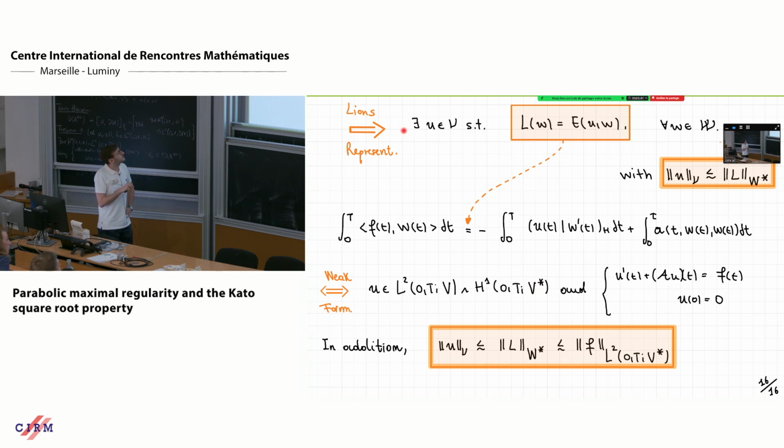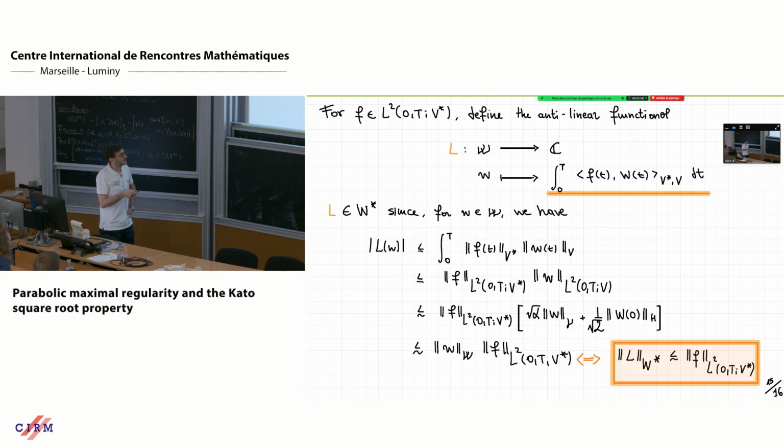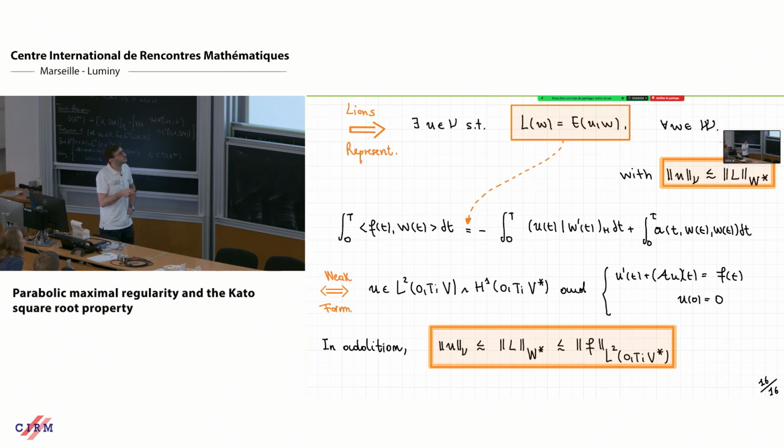And the Lions representation theorem also gives us that the norm of U is bounded by the norm of the functional L in W star, but by construction the norm of L in W star is bounded by the norm of F. So taking together these two inequalities, we have that the norm of U, the solution, is bounded by the norm of L, which is bounded by the norm of F. So basically the norm of the solution is bounded by the norm of the datum F.